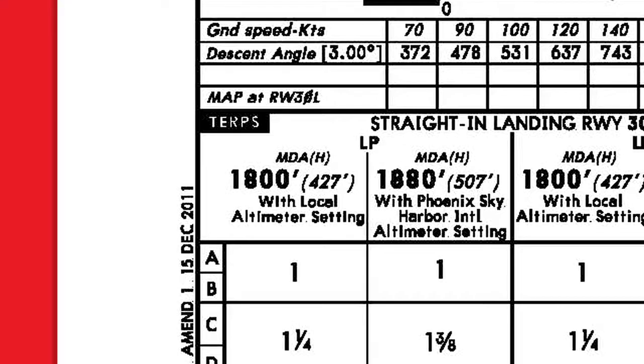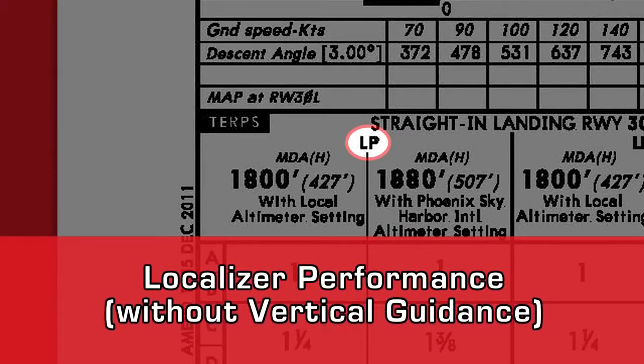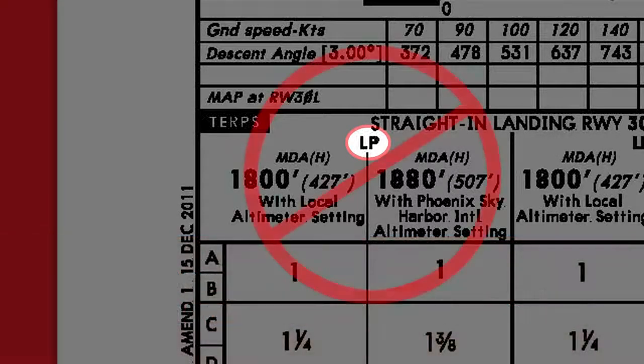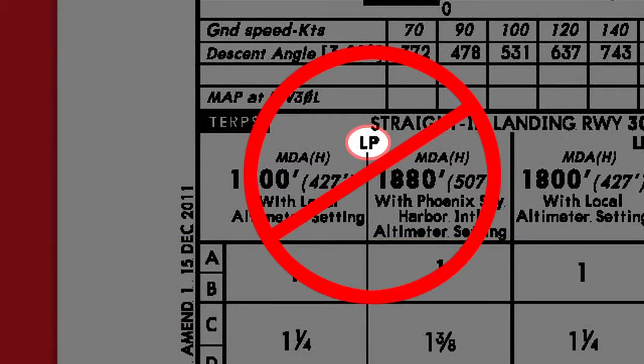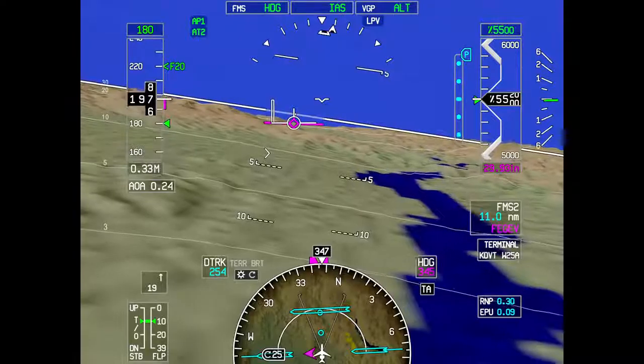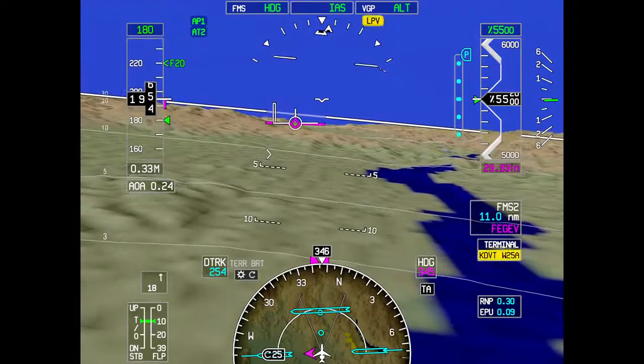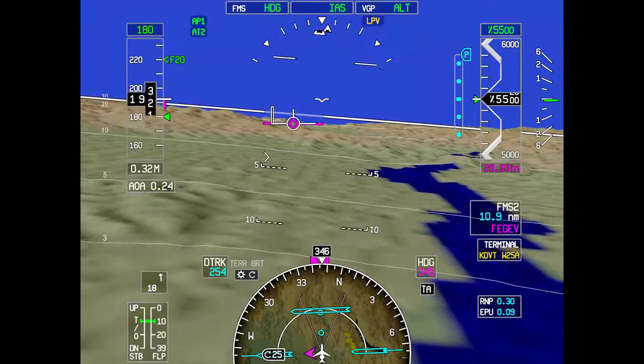LP minimums on RNAV approaches stands for localizer performance without vertical guidance. Currently, operators of Honeywell platforms are not authorized to perform approaches to LP minimums. Pilots must be familiar with the fail-down capabilities of their SBAS system.